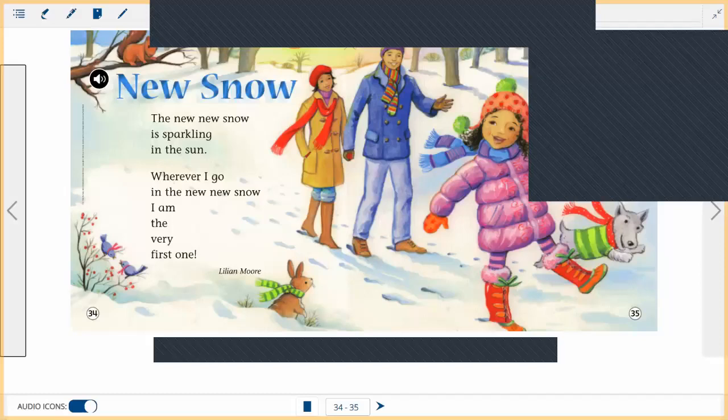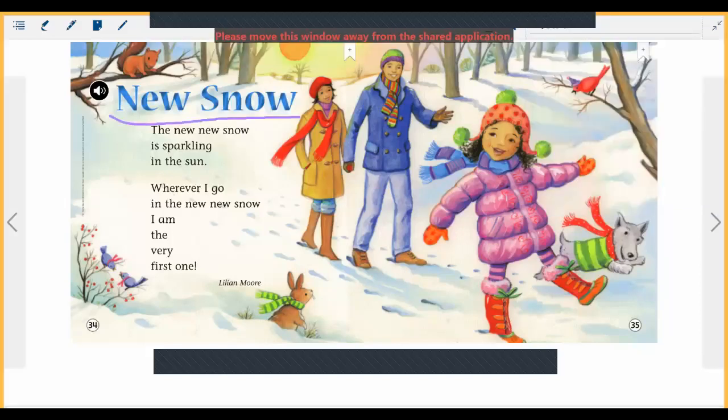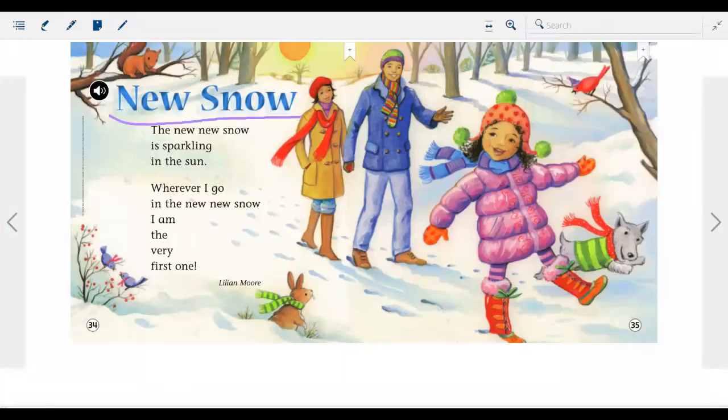Let's read this poem. It is called New Snow. The new snow is sparkling in the sun. Wherever I go in the new snow, I am the very first one. What words rhymed?